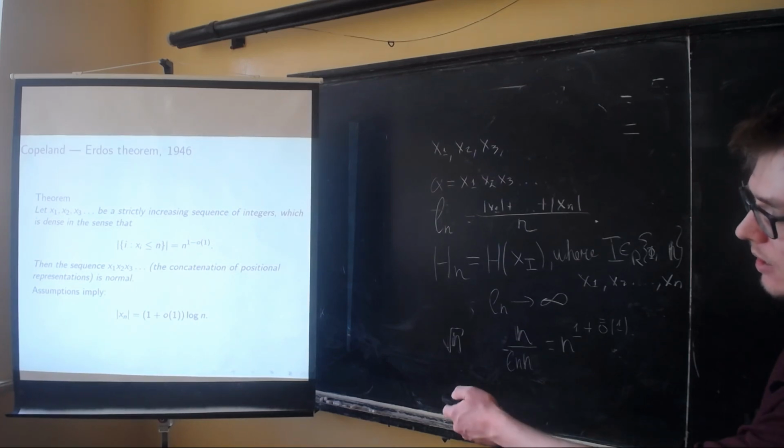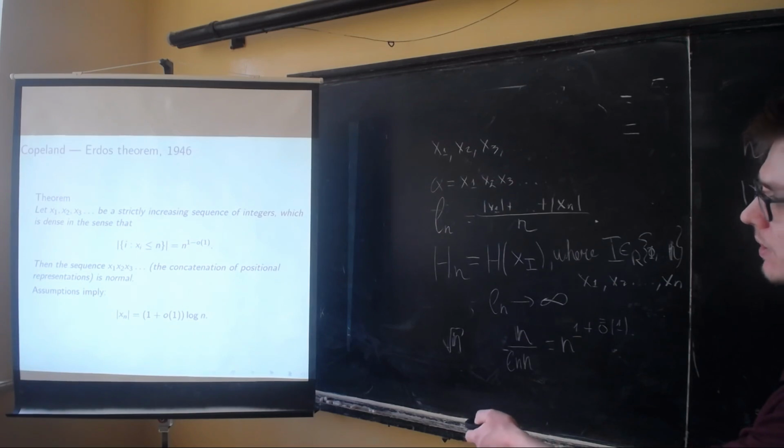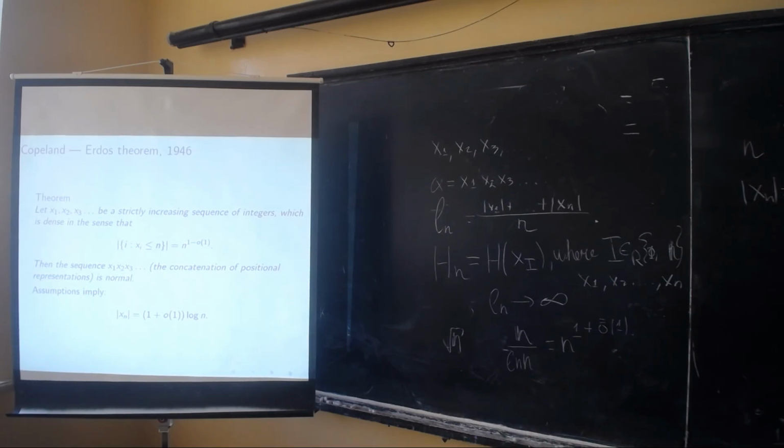So why is the length of x sub n this thing? Very easy, because the number of elements of our sequence which are at most x sub n is n. This means that n is x sub n to the power 1 minus small o of 1.